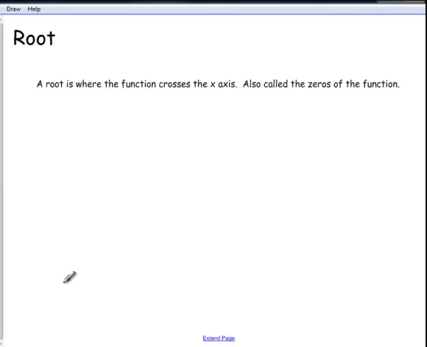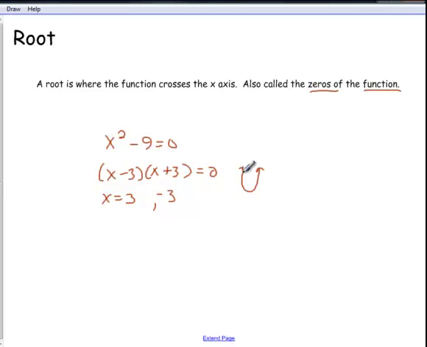A root. A root is where the function crosses the x-axis. Sometimes they call it the zeros of the function. And this is nothing new. This is what you've been doing since freshman year. No, 8th grade. Remember when we asked you to factor x squared minus 9? And you went, oh, that's okay. It's a difference of 2 perfect squares. And this is what I get. And so my answers are 3 and negative 3. Well, that's the root. That was where this quadratic crossed the x-axis at 3 and negative 3.